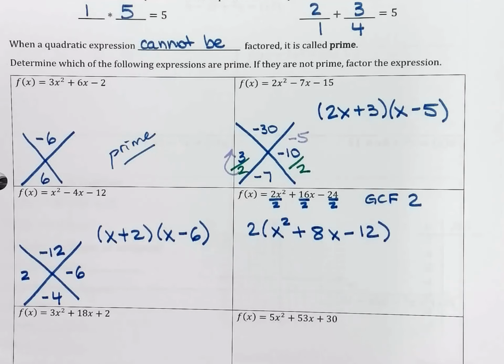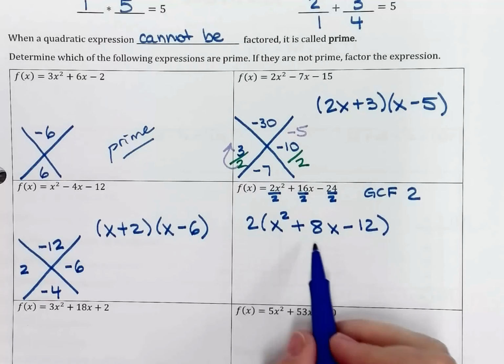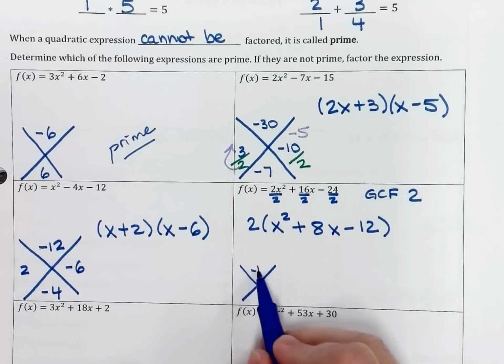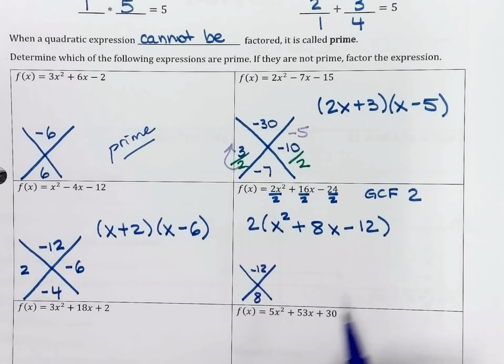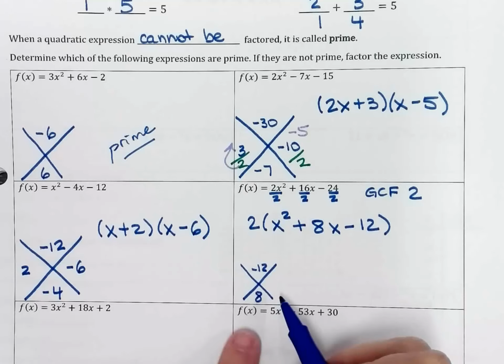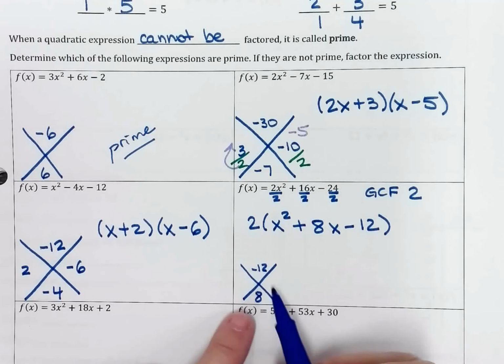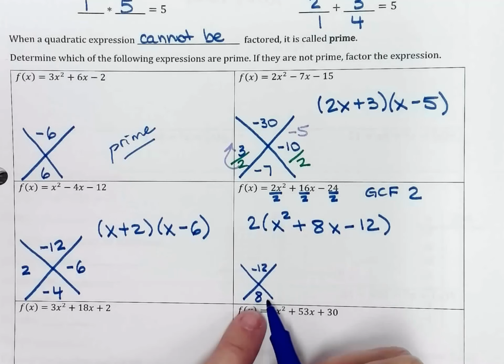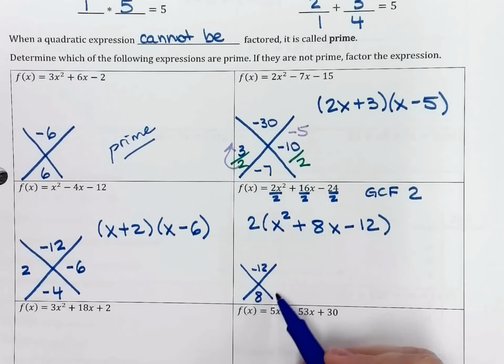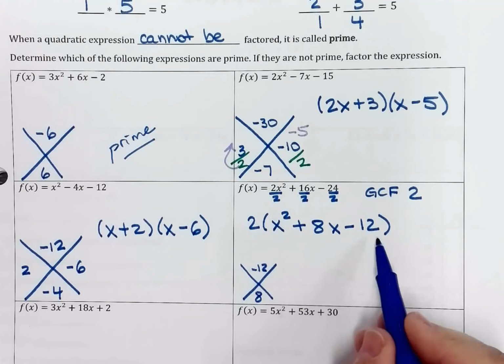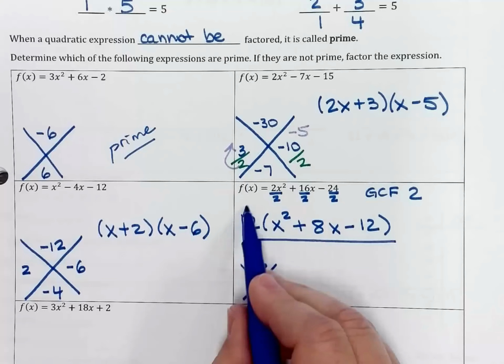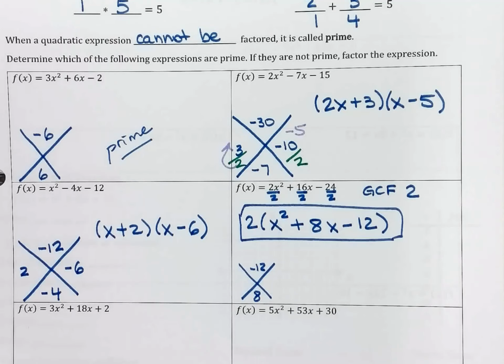So then we would have to try to keep going. Well, I'm looking for 2 numbers that multiply to negative 12 and the same 2 numbers add up to 8. Well, there's nothing that multiplies to negative 12 and adds up to 8. So I cannot factor any further. So this will be my final answer for that one. And then I'll come back and finish this page up.